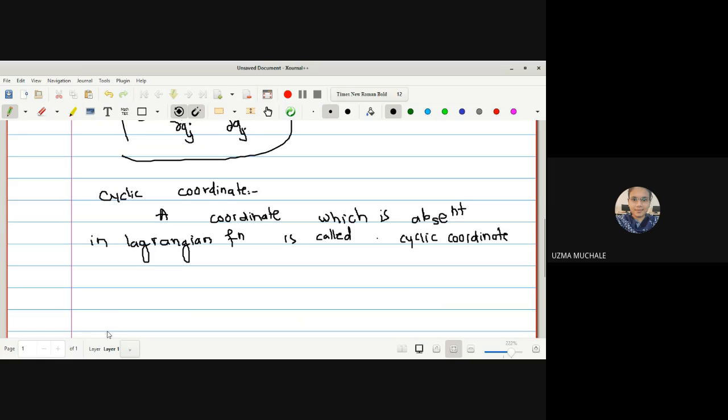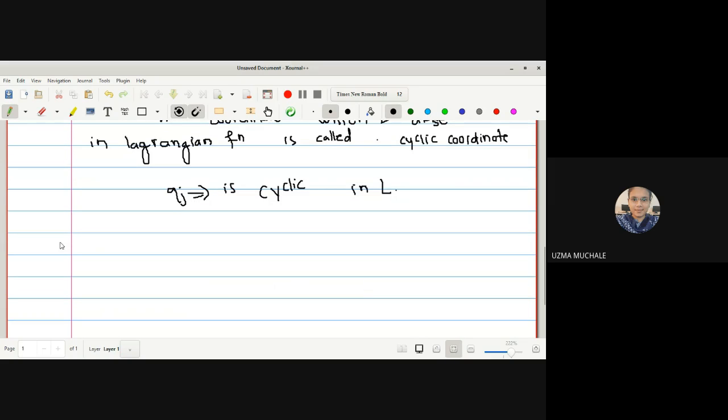Or we can say ignorable coordinate. Okay. Suppose if I want to say that Qj is cyclic in L. Qj is cyclic in L. Qj is absent in L. So what will be the derivative of L with respect to Qj? 0.